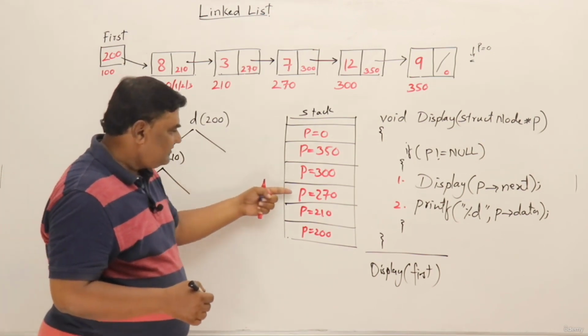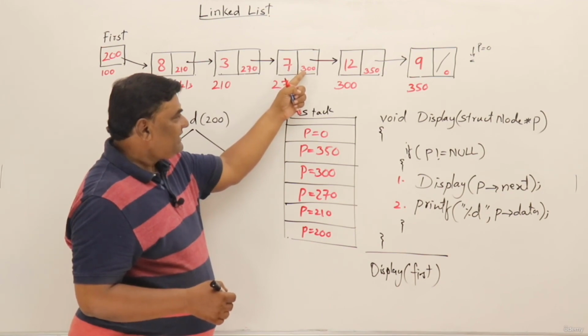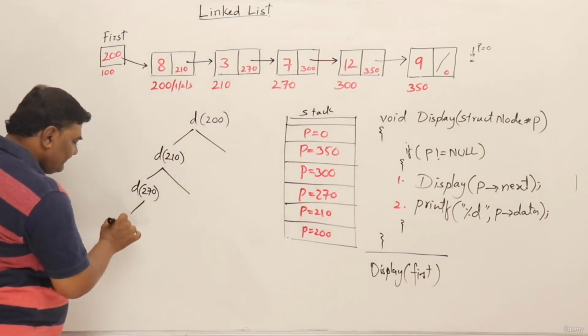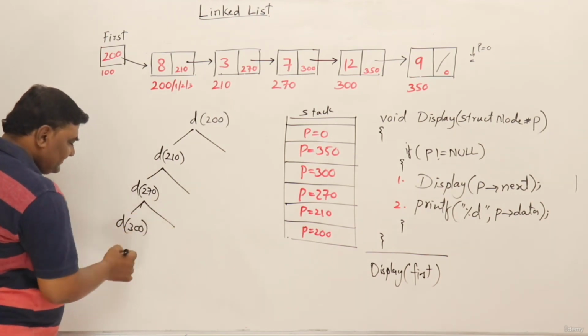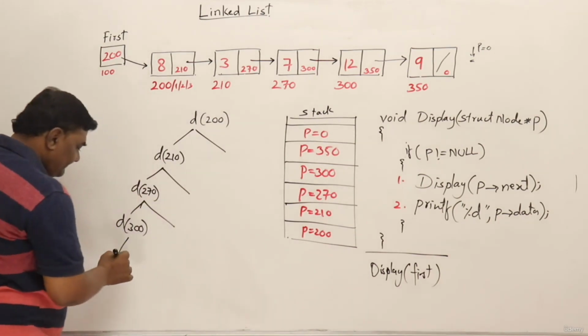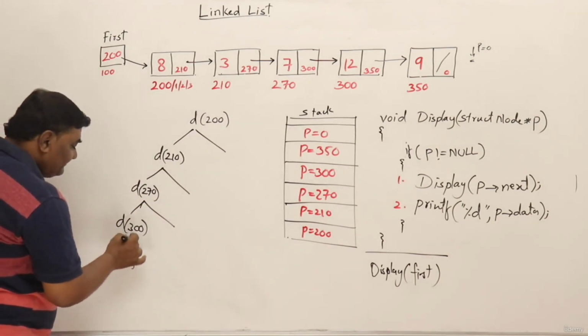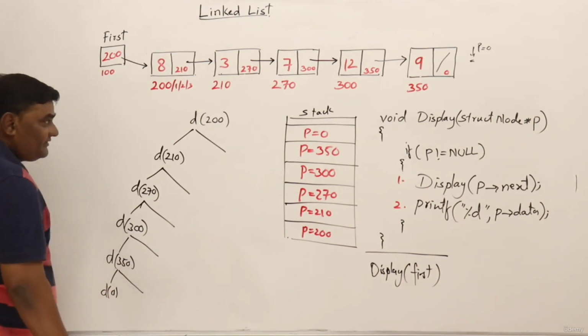It will call for 270 when it is called, then it will call again for 300. So again a new call for 300 and printing will be done afterwards. So for 300 it will call upon next node, that is 350, and printing will be done afterwards. Again it will call upon next node, that is null, and printing will be done afterwards.